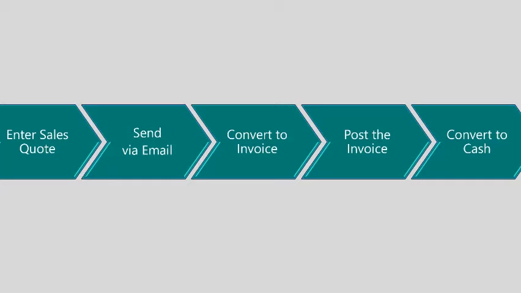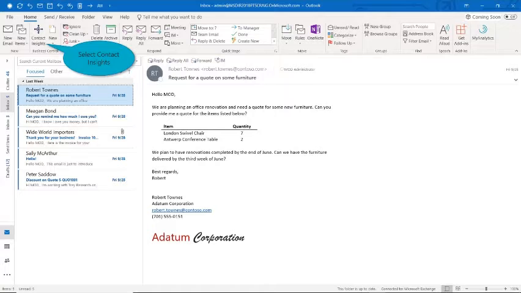We'll send it via email. I'll convert that quote once it's been approved by the customer. I'll convert that to an invoice. We'll then post the invoice and convert to cash. Now again, keep in mind this entire business process, very common for most organizations, is being managed entirely through the integration between Business Central and Microsoft Outlook. Let's begin by entering a sales quote.